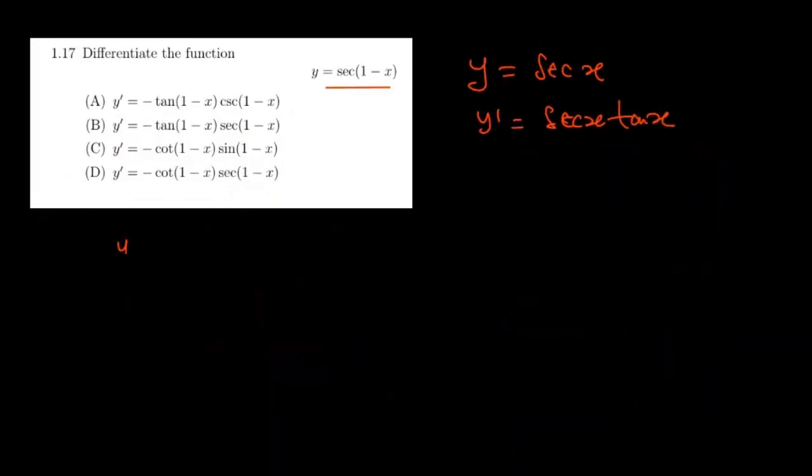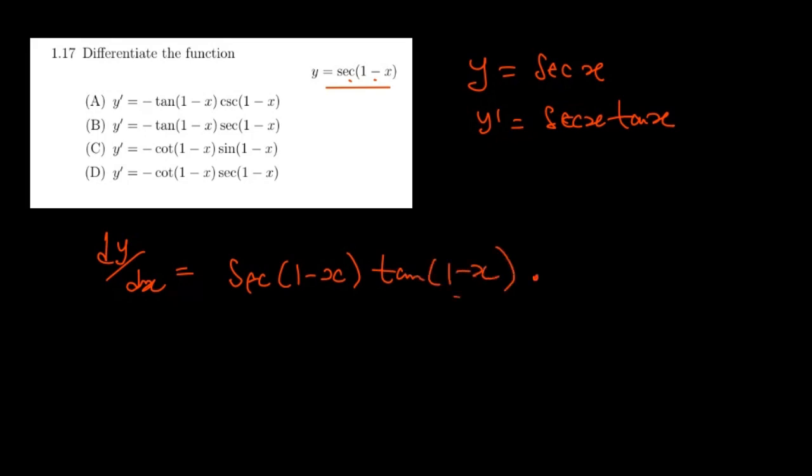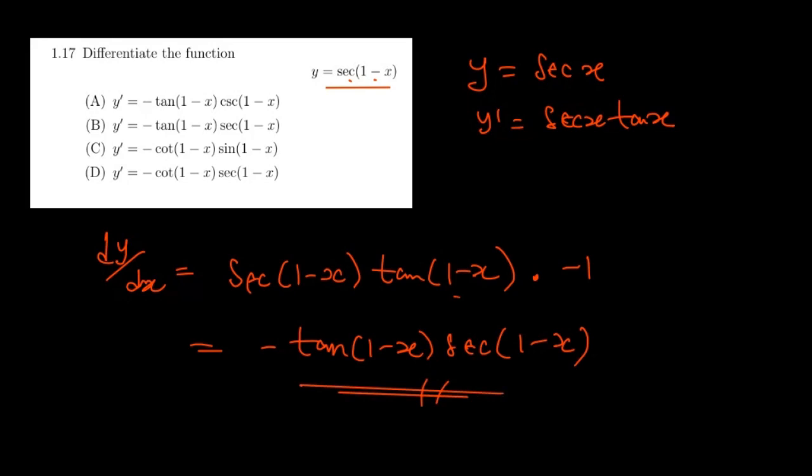So dy dx is equal to, this is sec of an angle. So the derivative is just the function itself, and then I write tan of the same angle. But now I multiply with the derivative of the inside here because it's a chain rule. So the derivative there is minus 1. So it means my answer there will just be minus tan(1 minus x) sec(1 minus x). Okay, so that is the answer. We find it where? On B. Okay, find it on B.